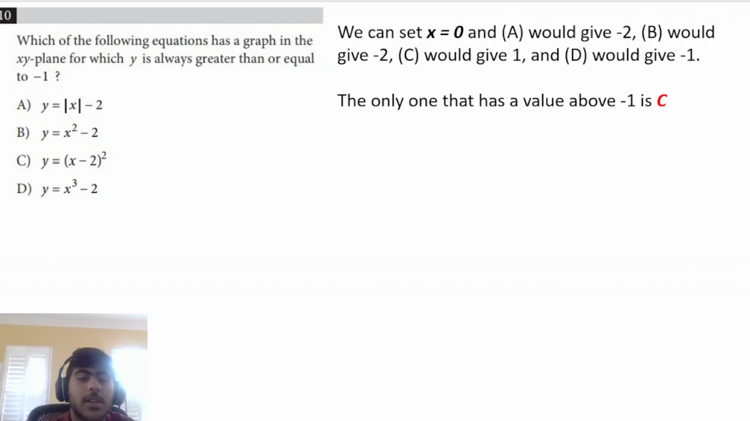That doesn't work. You can also see that answer choice C is something squared, so it's always going to be positive. That's why it's always going to have a value greater than or equal to -1. So it is answer choice C.